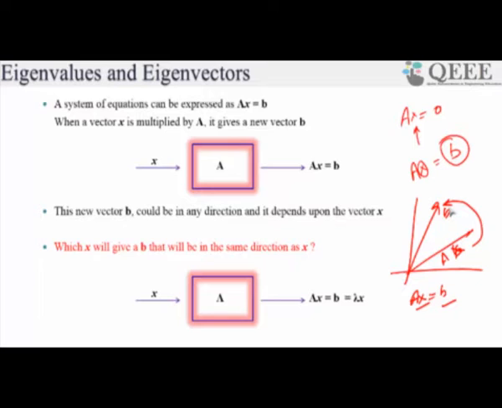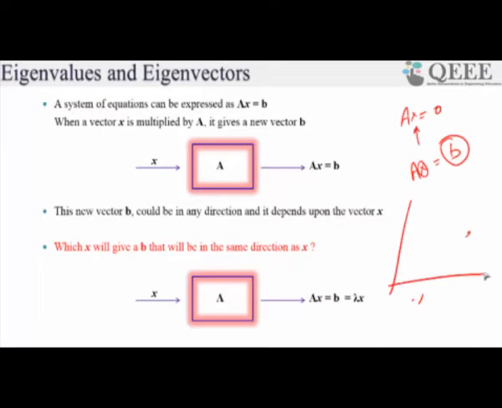Now an interesting question to ask is the following. For every matrix A, are there some vectors which, when I linearly transform them using A, do not go in a different direction but stay in the same direction? So if I have this vector x, and I multiply by A, it does not go to some other direction, but either decreases and stays in the same direction, or increases and stays in the same direction.